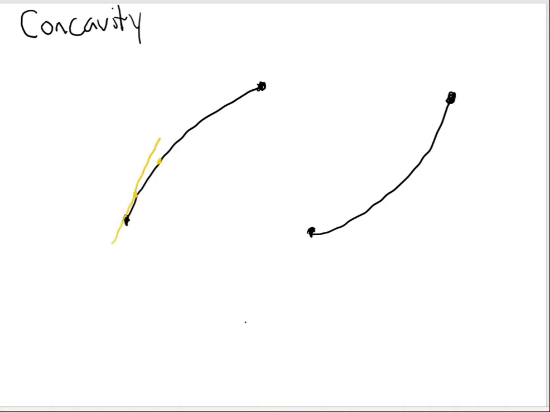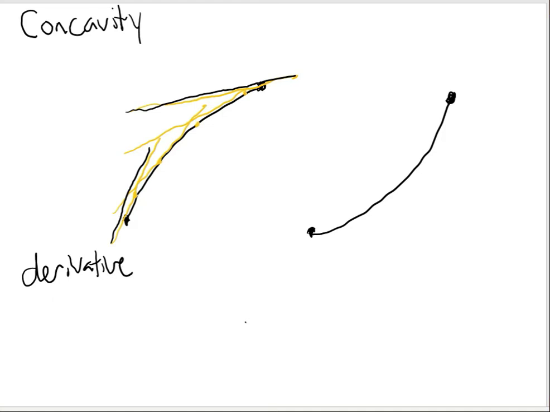So if I draw the tangent lines on the one on the left, notice that our tangent lines are going from being positive, like this one, to being close to zero, like this one. So the slope of the tangent line, that is the derivative, is decreasing.